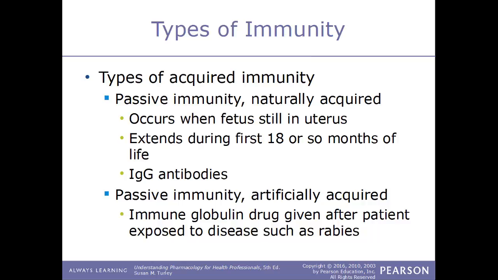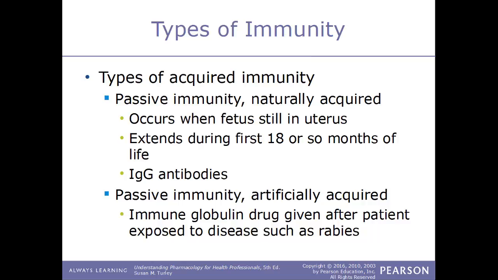First one we'll talk about is naturally acquired passive immunity. Now this occurs naturally when the fetus is still in the uterus, and this can extend during the first 18 or so months of life. And the antibodies that will get passed on here will be IgG antibodies. This can also be passed on from mother to newborn while breastfeeding.